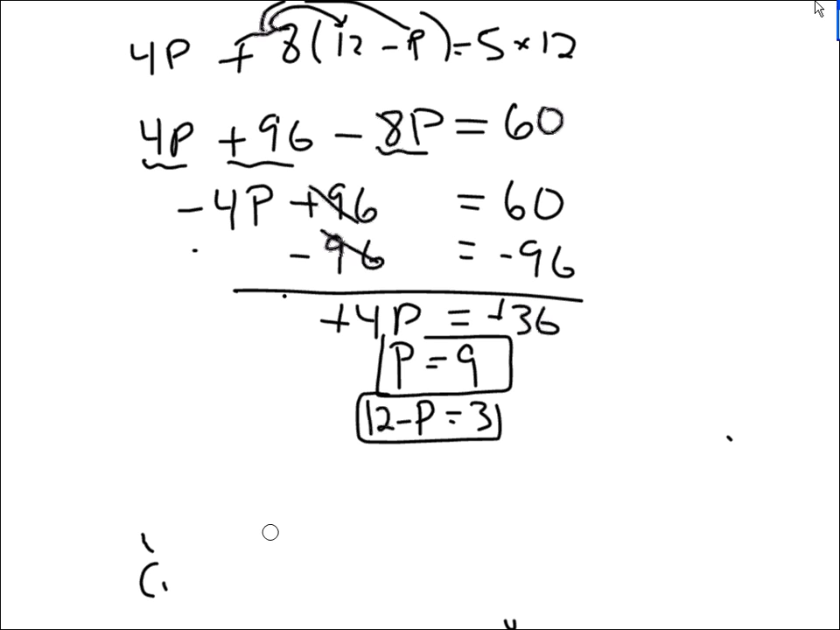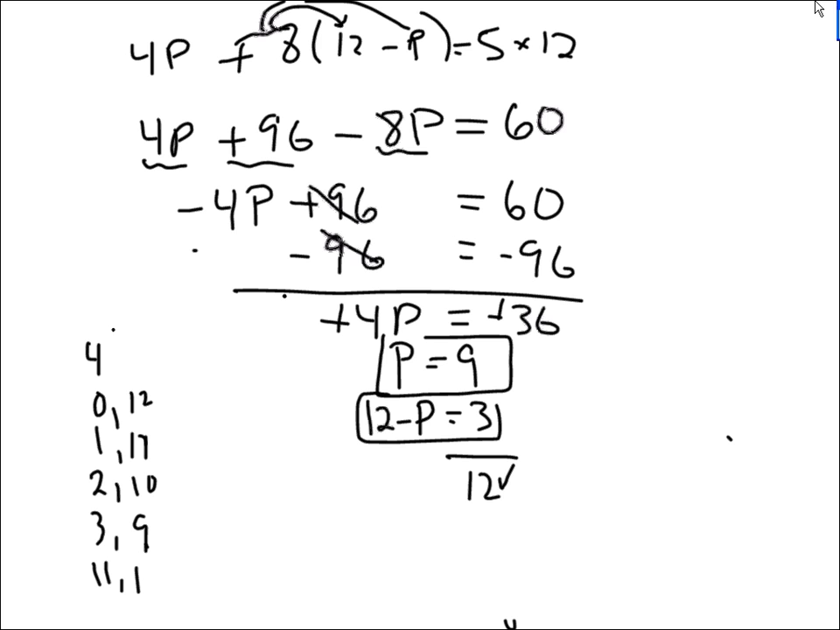The number of pounds should add up to 12. And they do. 3 plus 9 is 12. But there's a lot of numbers that add up to 12. 1 and 11, 0 and 12, 2 and 10, 3 and 9, 11 and 1, 4 and a half, and I guess 7 and a half. There's many numbers that add up to 12. So that's not a complete check.